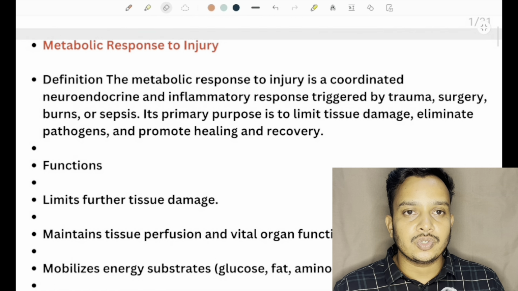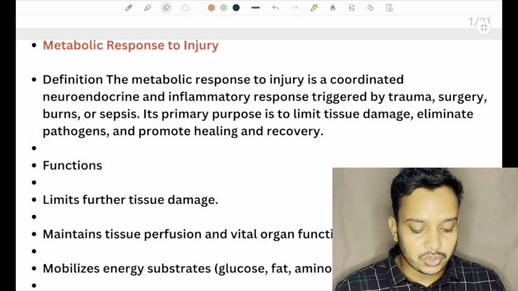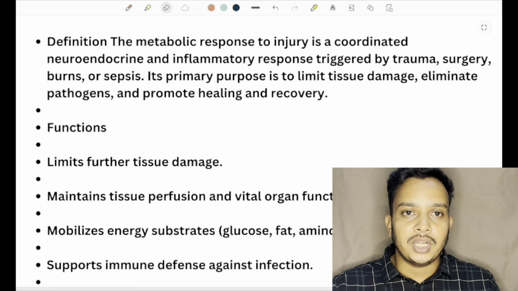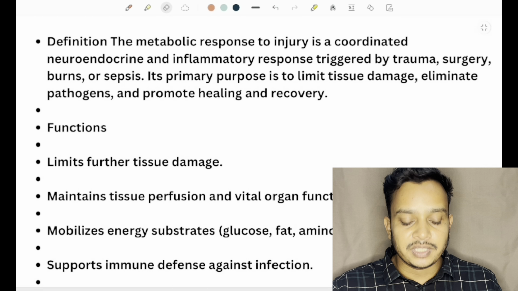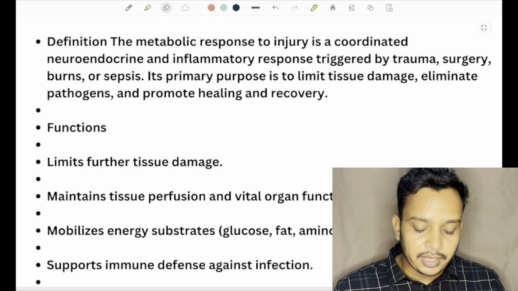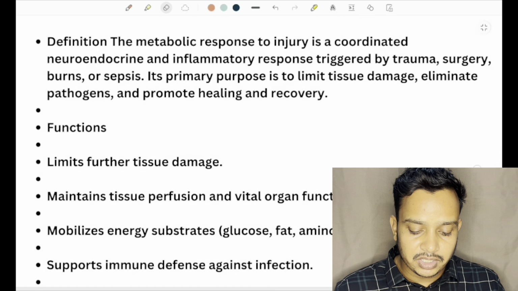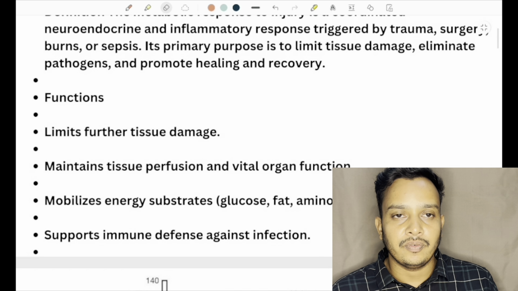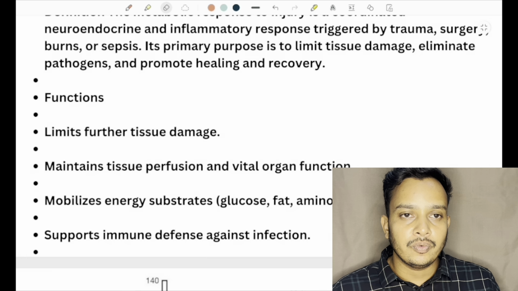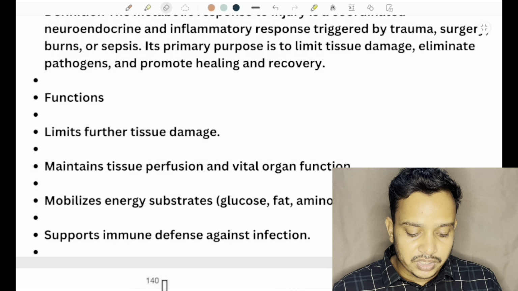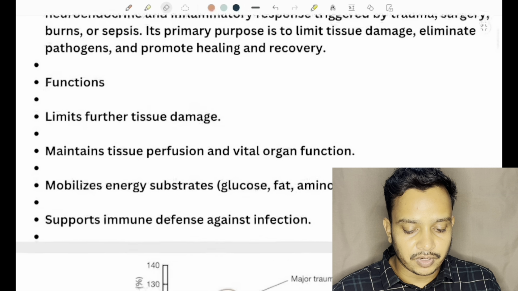So what are the functions of this metabolic response to injury? Basically, it limits further tissue damage and maintains tissue perfusion and vital organs during the stages of sepsis and shock. It mobilizes the energy substrates, which are glucose, fatty acids and amino acids, for faster wound healing, and it also supports the immune defense against infection.